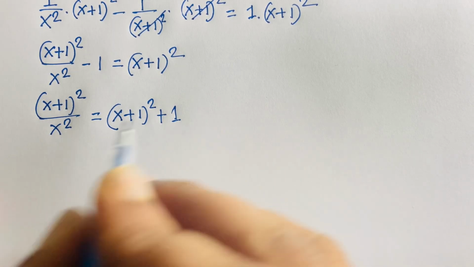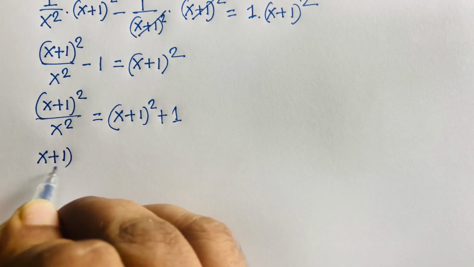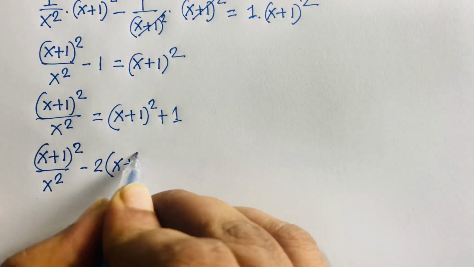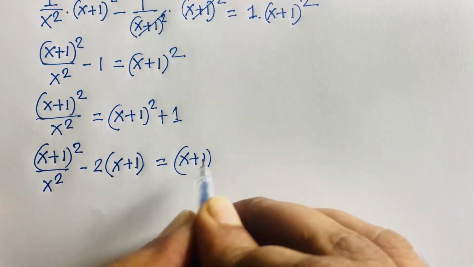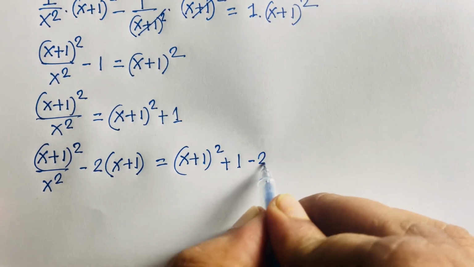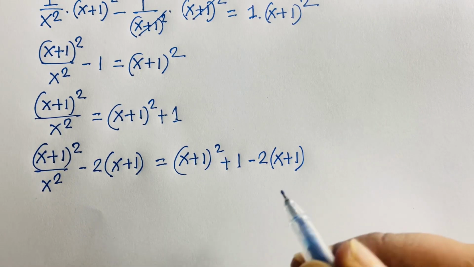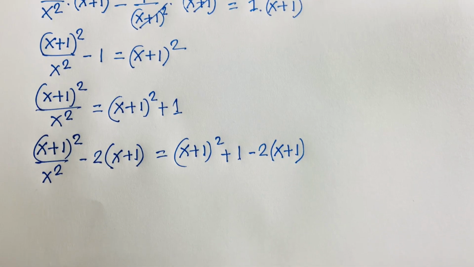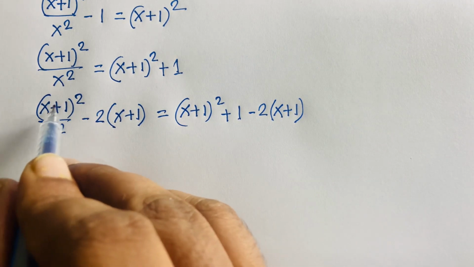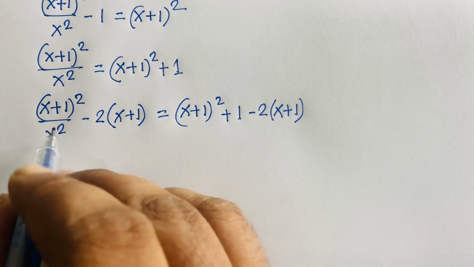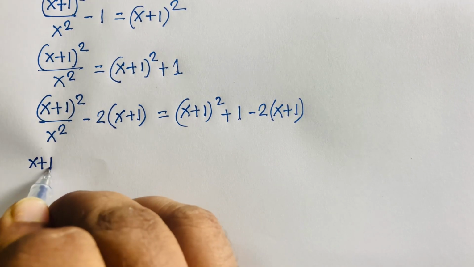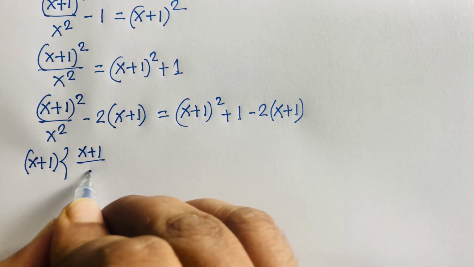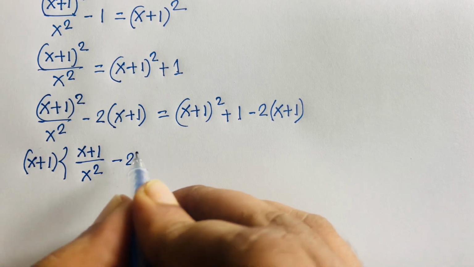I subtract both sides. Look, here is (x plus 1) whole square over x square minus 2 times (x plus 1), and here is (x plus 1) whole square plus 1 and minus 2 times (x plus 1). I subtract both sides minus 2 times (x plus 1). Then this equation becomes, look, in this case I can say x plus 1 is common, so I can say easily it will be (x plus 1) times, and here is (x plus 1) over x square and minus 2.